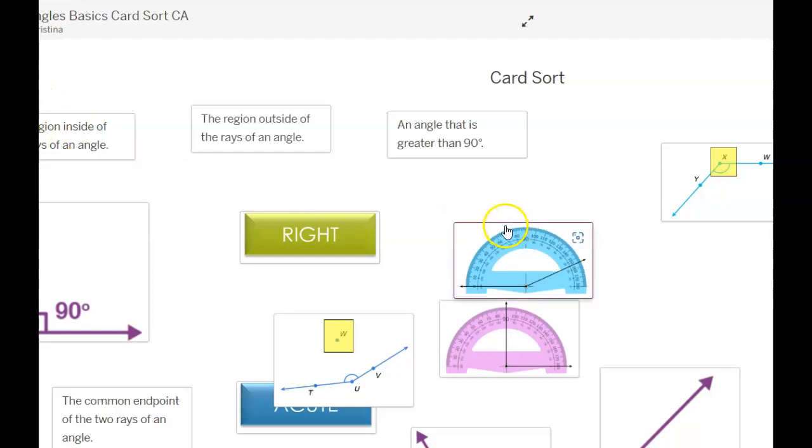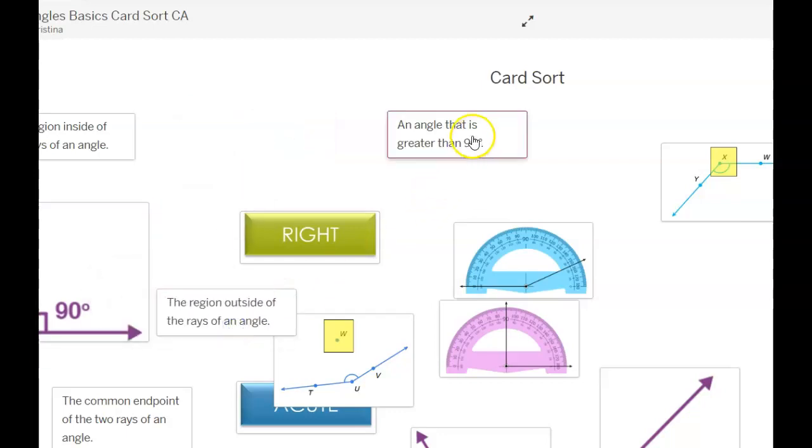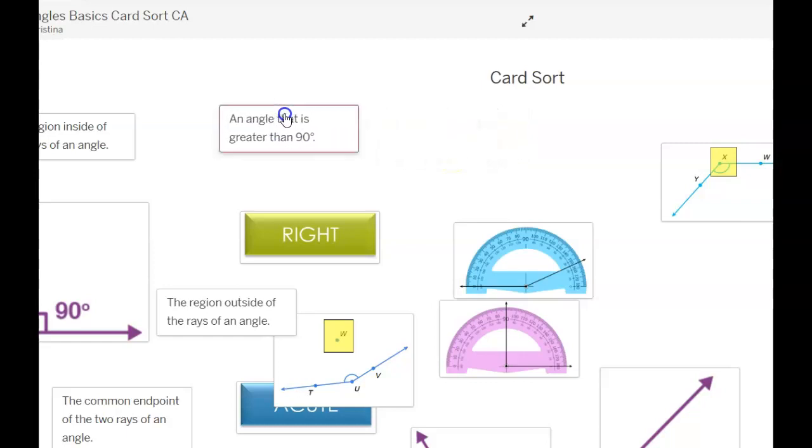So you're not seeing all of the cards right now because I can't make the video screen bigger. I'm not sure why. But what you want to do is match these. And so let me grab one. It says an angle that is greater than 90 degrees. That's going to be an obtuse angle, which is off of the screen. Let me see. Okay, this one's on the screen, so let's try this one.